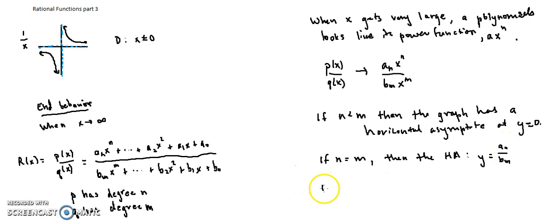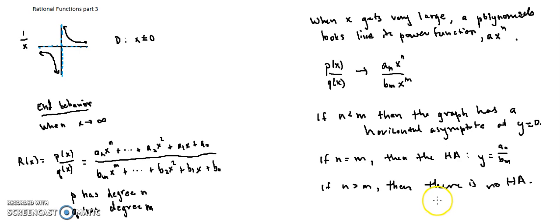All right, and then our last case, if n is greater than m, if the degree on top is bigger. Okay, so the degree on top is bigger. So as x gets bigger, the number on top gets bigger and bigger, while the whole thing is just going to keep getting bigger and bigger. We never get closer to anything. We're just going to keep going up and up, kind of like a parabola maybe. All right, so if n is greater than m, then there is no horizontal asymptote.